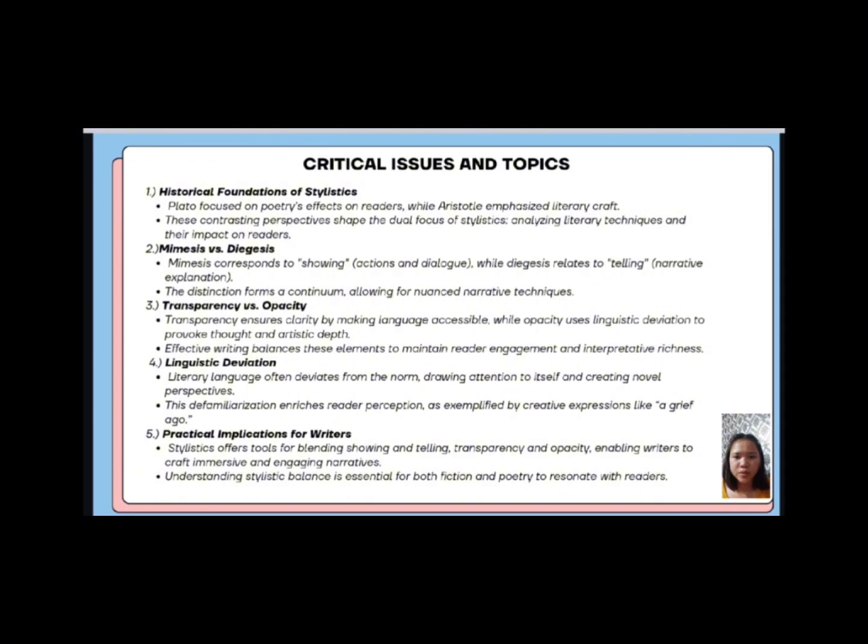Critical issues and topics. Historical foundation of stylistics. The significance of stylistics as both an analytical and practical tool in creative writing. By situating stylistics within the philosophical debates of Plato and Aristotle, it bridges theoretical and practical concerns, offering writers a roadmap for crafting effective narratives.